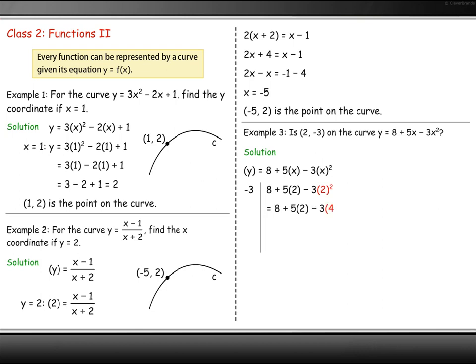Tidy up the right-hand side. Each side gives a different answer. Therefore, the point (2, minus 3) is not on the curve.